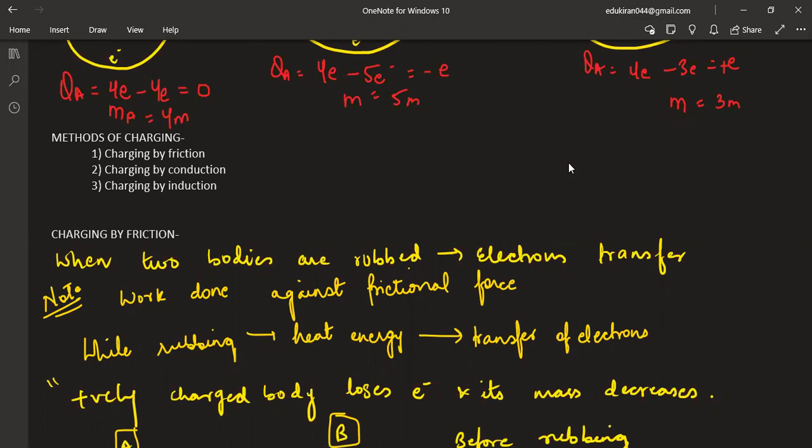In charging by conduction, you should remember that the bodies aren't moving. You're not rubbing the bodies against each other. In frictional charging, the two bodies were rubbed, and the irregularities between the bodies created heat energy, and that allowed the transfer of electrons to occur. In conduction, you aren't rubbing the two bodies. Just place both the bodies in contact with each other, and that is sufficient.